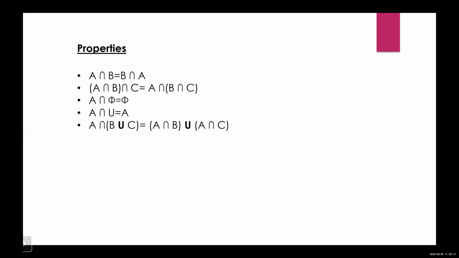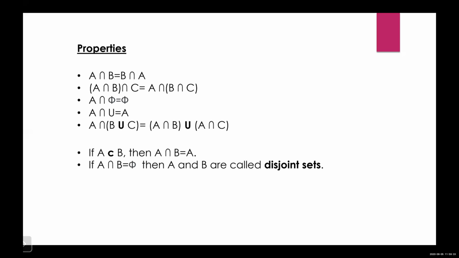A intersect U, the universal set, is equal to A, and A intersect B union C is equal to A intersect B union A intersect C. It is the distributive law property. If A intersect B is equal to phi, then we call sets A and B disjoint sets. They are called disjoint sets.